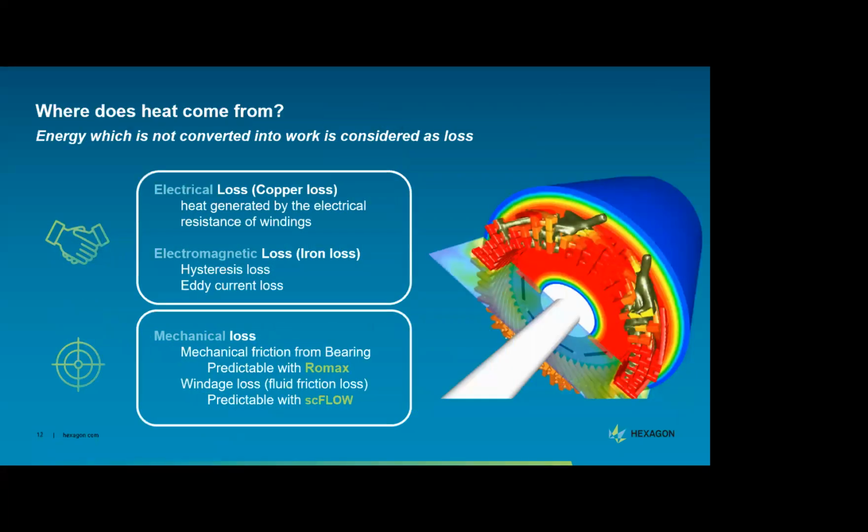So where does heat come from in an e-motor? Heat is in general generated by different types of losses. First, we have electrical losses, electromagnetic losses and mechanical losses. The first two are usually calculated by electromagnetic software like JMAG, which we will soon see in this presentation. On the mechanical aspect, friction in the bearing is calculated, for example, by Romax, which is another software of the MSC family. Also, there are windage losses that have to be taken into account, and these can be easily calculated inside Cradle SC-Flow.